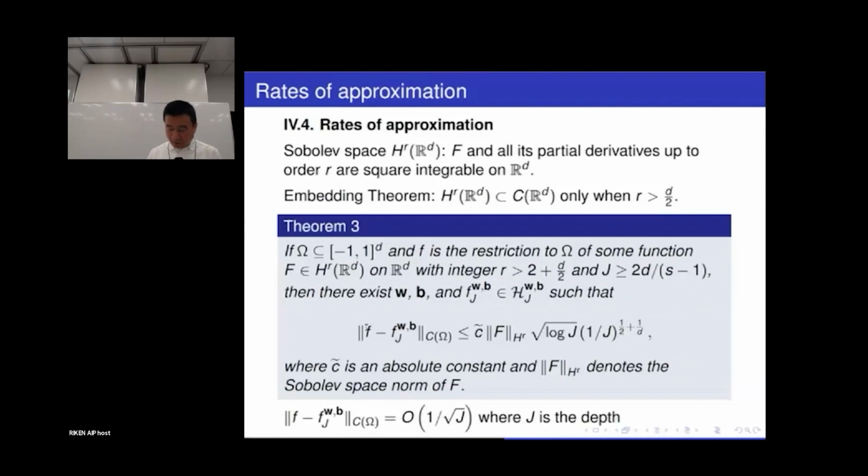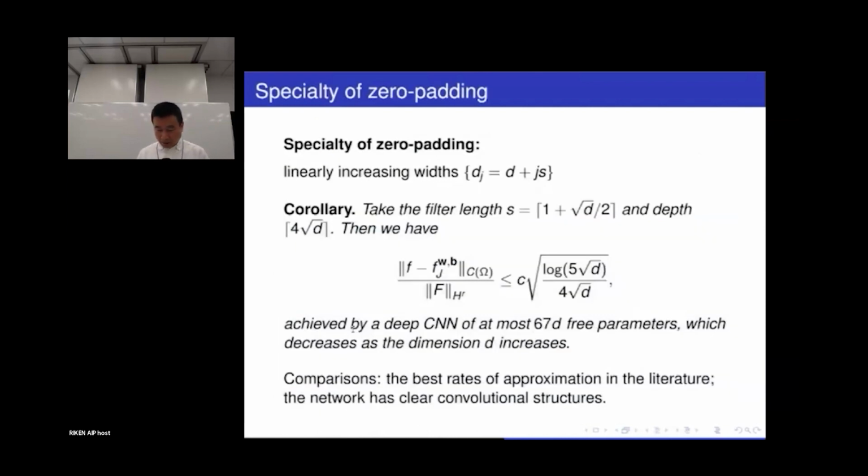Then with this assumption, the rate of approximation is, roughly speaking, capital O of 1 over square root of J, where J is the depth of the deep CNN. So if you take more and more layers, you can actually approximate better and better. What's special here for the 1D CNN is that we use zero padding.